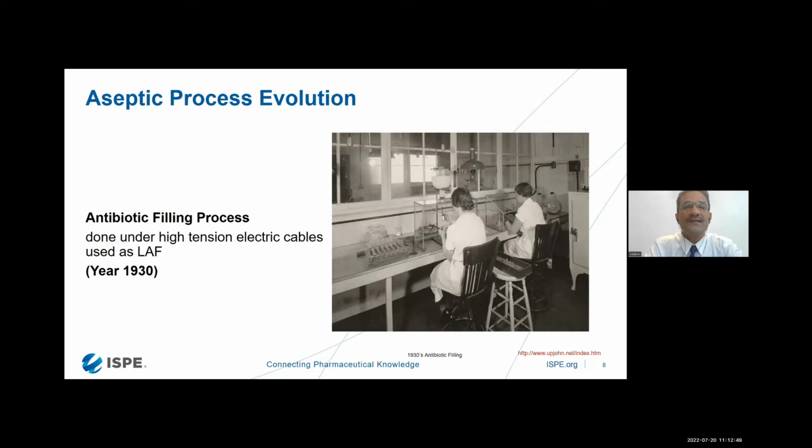So how did the aseptic process evolution start? When we look at it, in the 1930s they used to have high tension electric cables on top, and they used to do all the aseptic manipulations below that particular high tension cable. There were no laminar airflow modules, but these high tension cables at that time were used as a laminar airflow module.